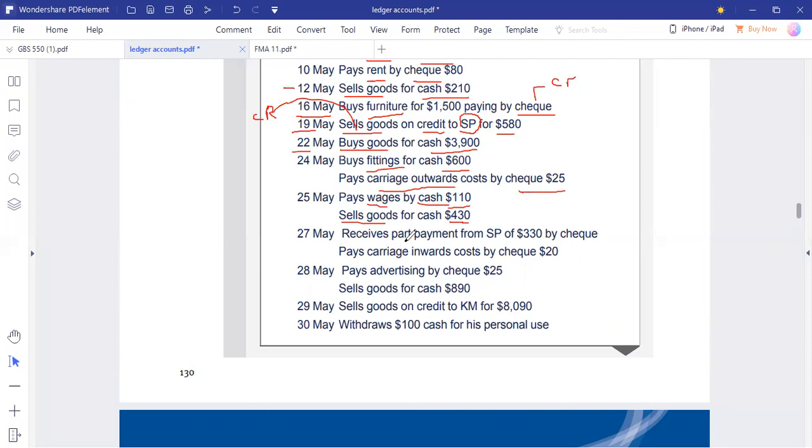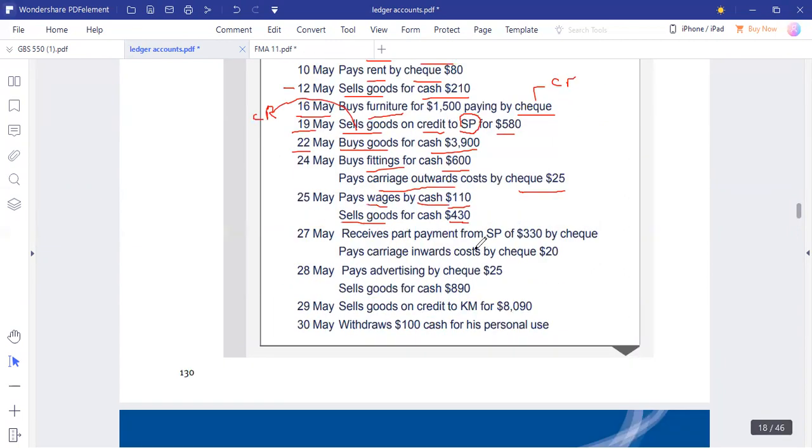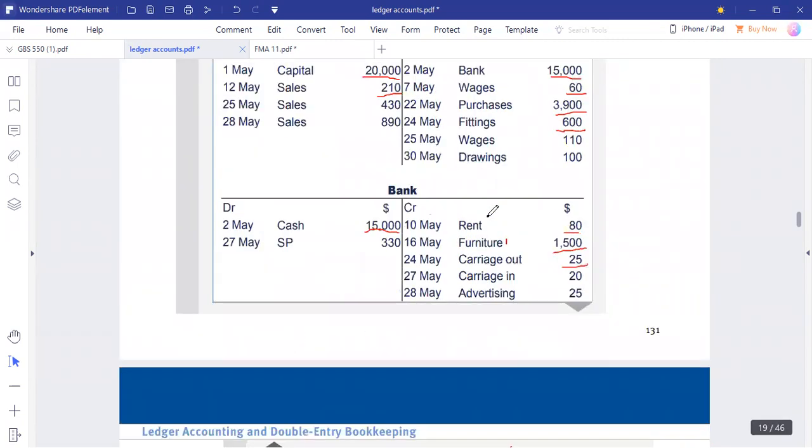Then May, we see part payment from SP. Now this is interesting. We already had an SP earlier on here. So this SP is our what? Is our debtor. Now he has decided to pay part of his debt. So received payment, part payment from SP by check, which is 300 and 30. All right, so we'll go to our bank. We received 330. So we're going to put SP under bank 330.